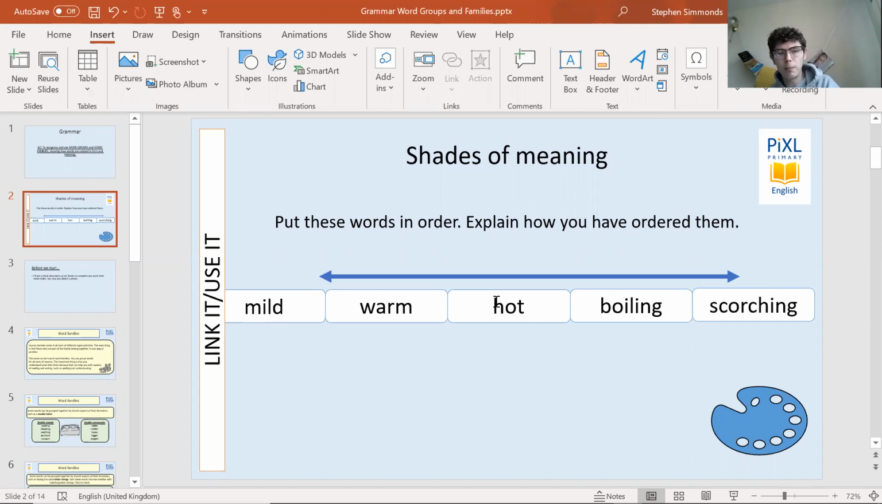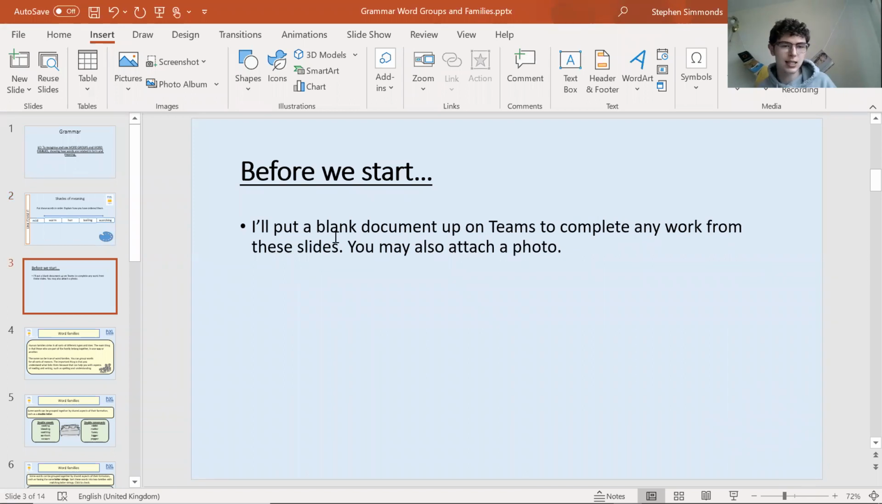Let's move on. But before we start today's lesson, I'll put a blank document up on Teams to complete any work from these slides on. You can also attach a photo if you've done your work on paper, that's absolutely fine. But just make sure that you're completing the sentences and the your turns on Teams.